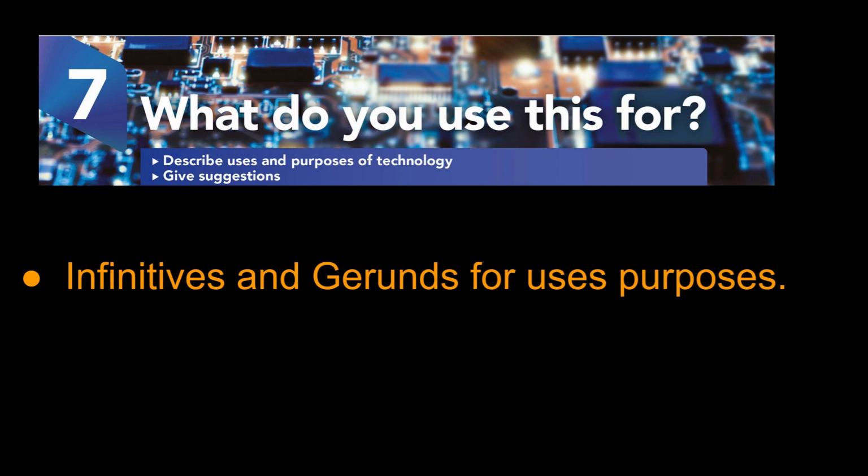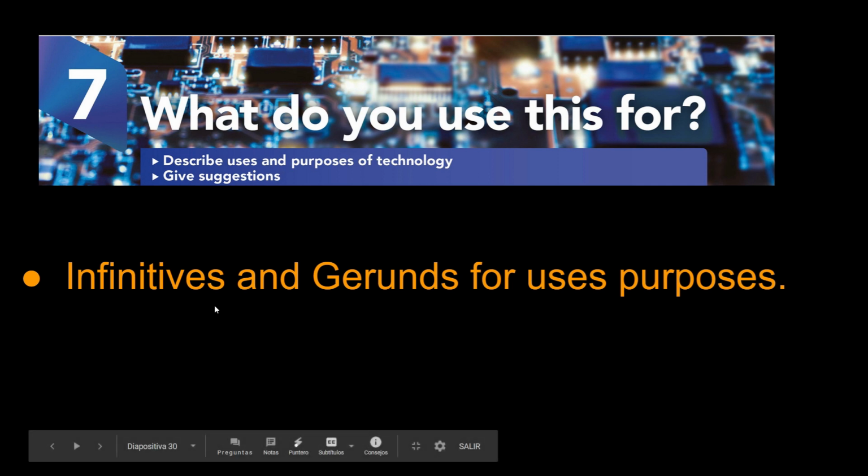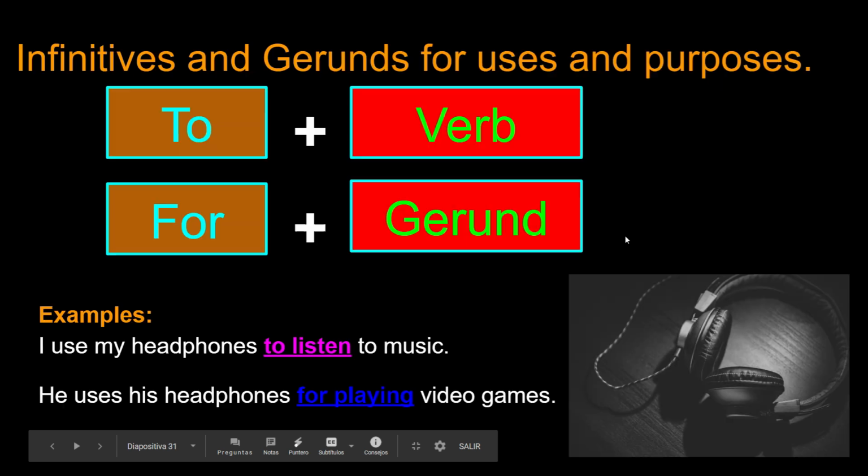In this episode, we will have Unit 7. The name of the unit is What Do You Use This For? So, we're going to be discussing and describing uses and purposes of technology and giving suggestions, among other topics. The first one we're going to cover, which is Grammar Focus Lesson A, is Infinitives and Gerunds for uses and purposes. So, let's go.